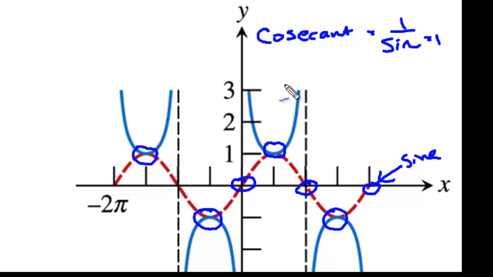So cosecant and secant, when we want to draw them, we can start very easily by drawing the sine function or the cosine function, finding the asymptotes, and then drawing our curves based on the sine and the cosine.